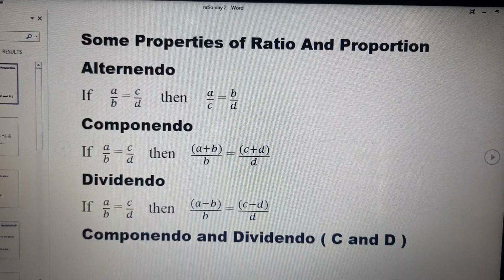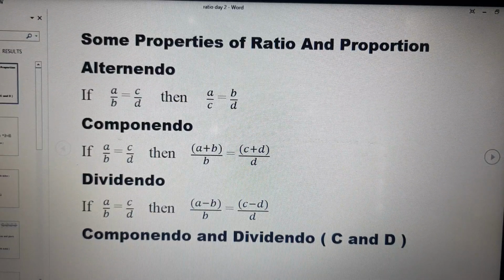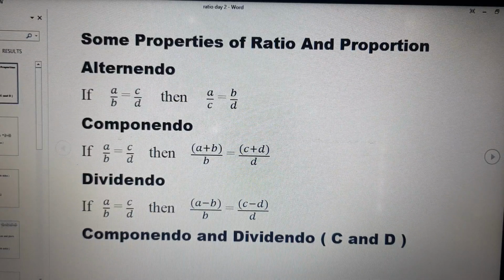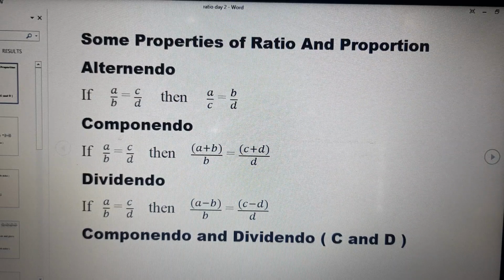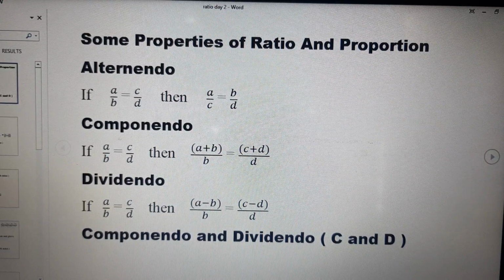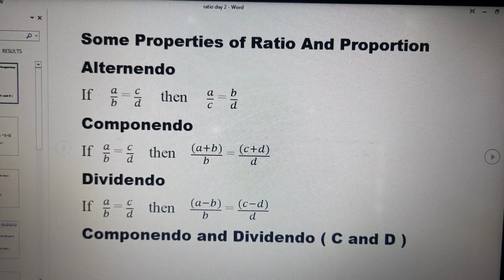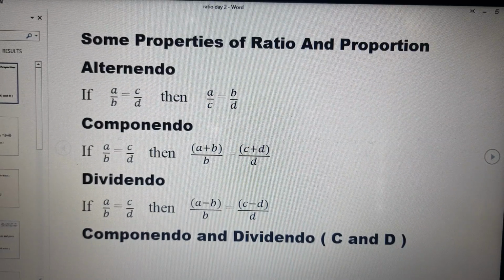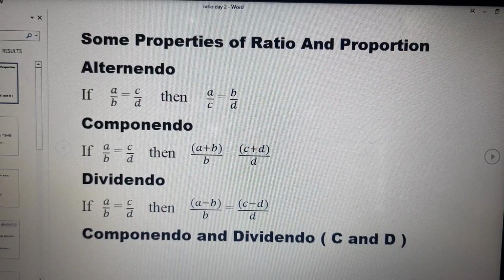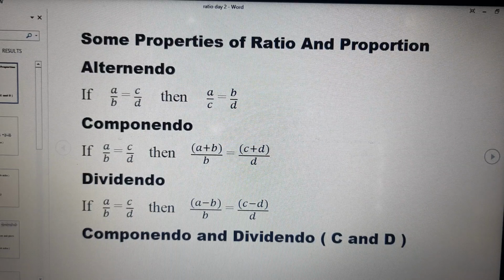Good morning, students. Let us start with exercise 7.3, but before that we'll revise a few properties of ratio and proportion which we have done in our previous class. There are two basic properties which are frequently used. One is alternando and the other is componendo and dividendo.